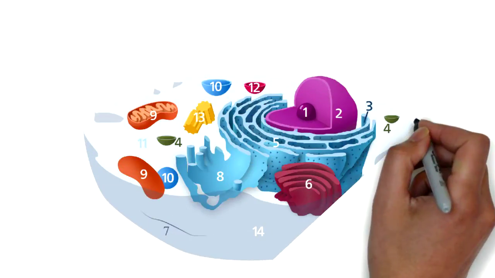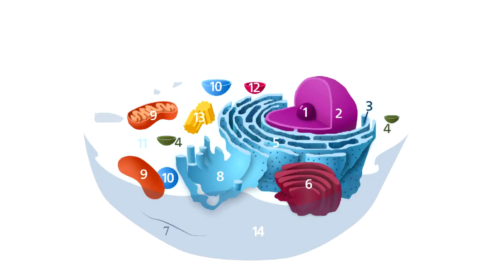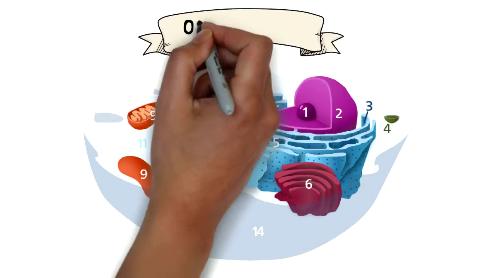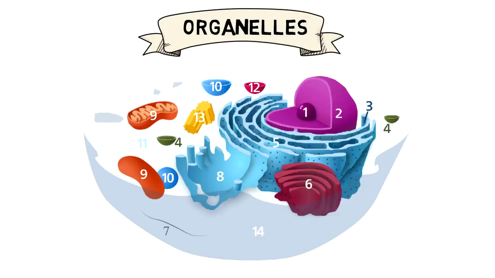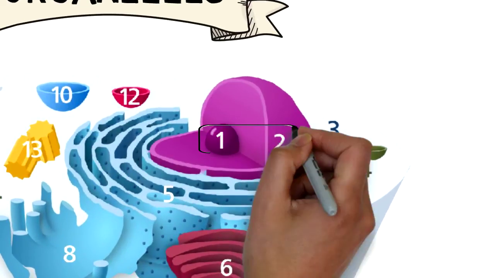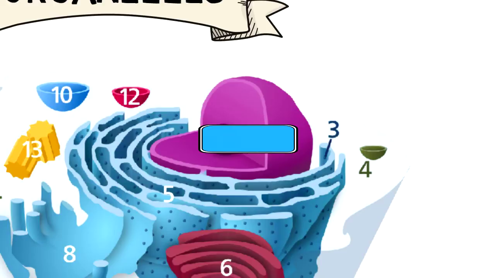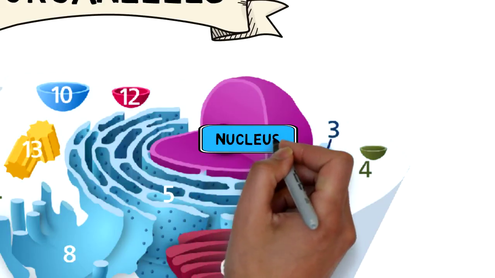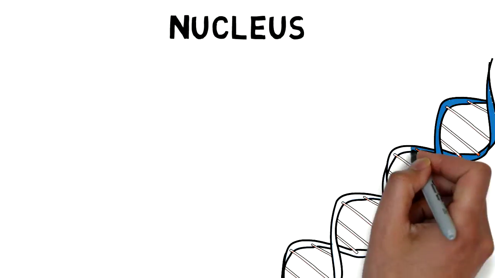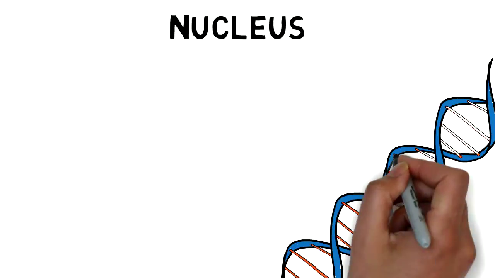Since we know the cell is somewhat like an apartment made up of different rooms, let's now take a closer look at these individual rooms which we call organelles. Positioned near the center of the cell, and perhaps one of the most important organelles, is the cell nucleus. The nucleus contains the cell's genetic material called DNA, or one might call it the genetic blueprint of life.